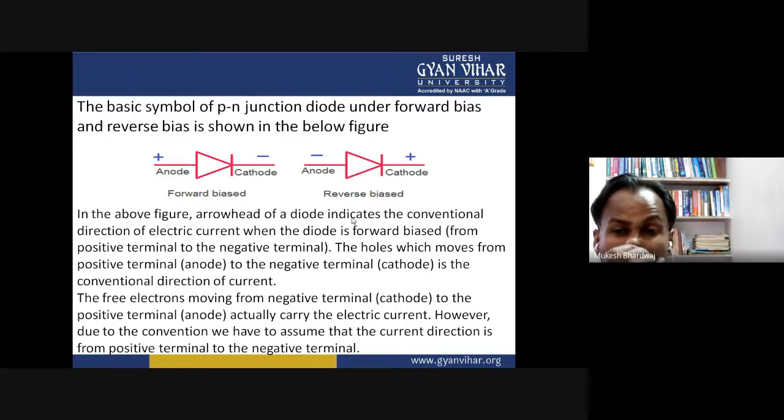When the diode is forward biased, from positive terminal to negative terminal, the holes which move from the positive terminal, anode, to the negative terminal, cathode, give the conventional direction of the current. The free electrons moving from the negative terminal to the positive terminal actually carry the electric current. However, due to the convention, we have to assume that the current direction is from positive terminal to negative terminal. The signs shown in the figure are the signs of battery potential.